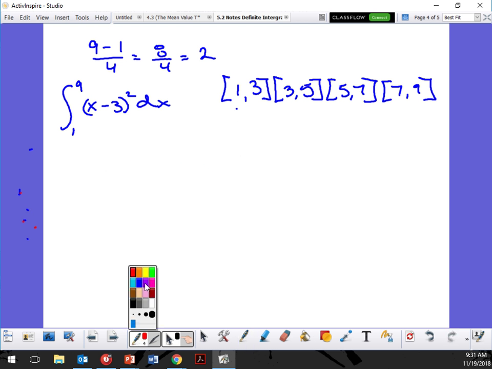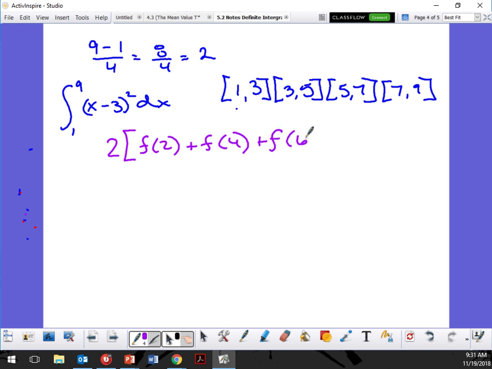Purple, this is the midpoint. All right, so it's going to be 2 times f of... midpoint, what's halfway in between? 2 plus f of 4 plus f of 6 plus f of 8. So f of 2 is going to be 20, plus 1, plus 9, there it is, plus 35.